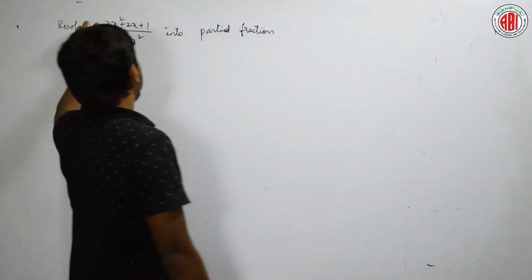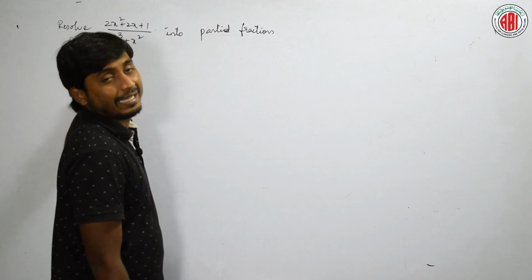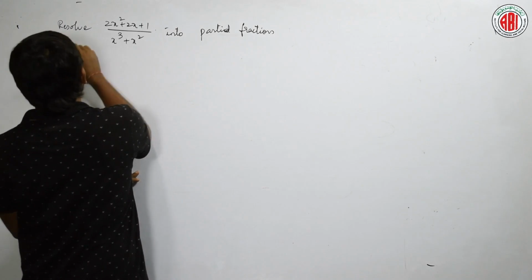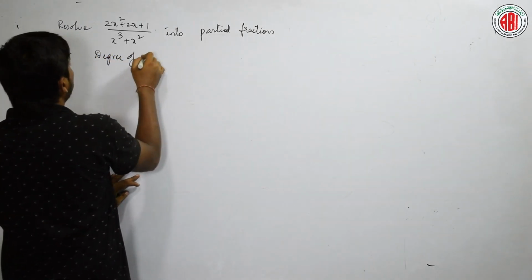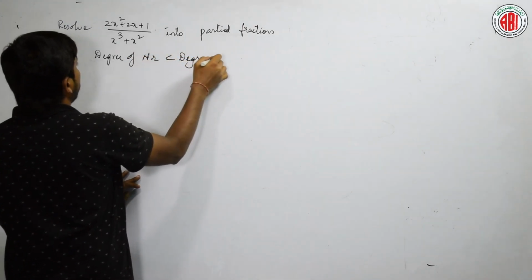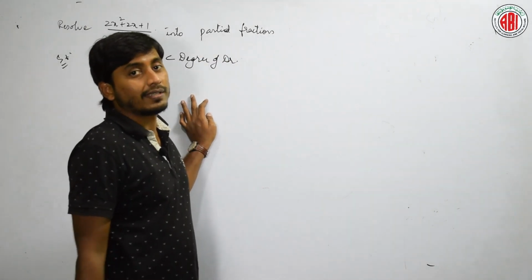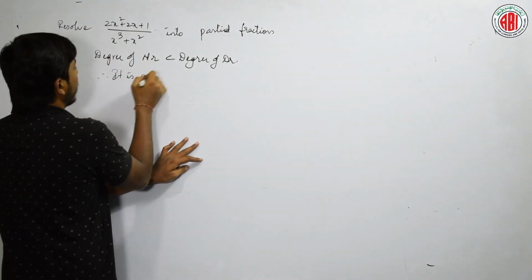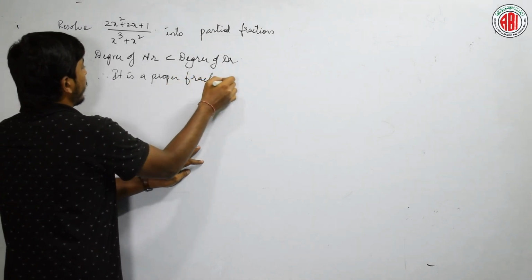Here, what is the degree of numerator? 2. Degree of denominator? 3, the highest degree, highest power. So, I can write degree of numerator is less than degree of denominator, right. So, it is a proper fraction.